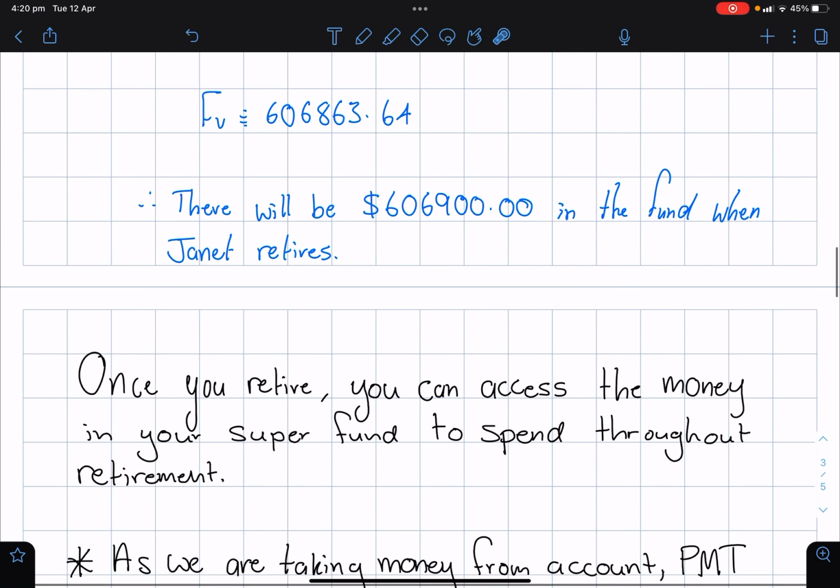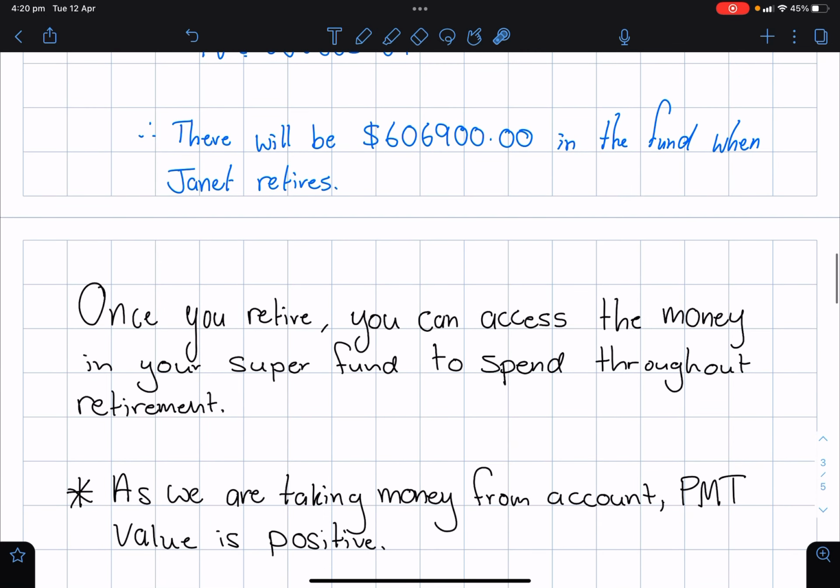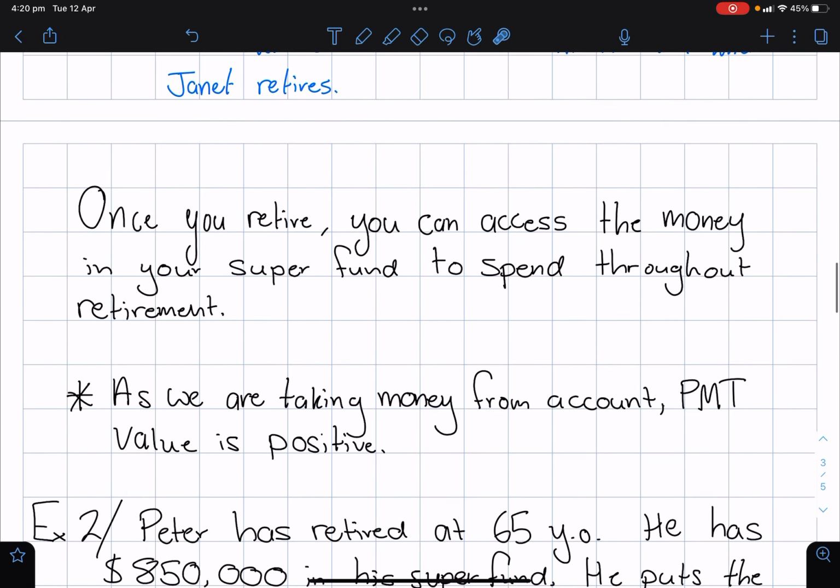So once you retire, you can actually access the money in your super fund to spend throughout retirement. Otherwise, what's the point of having a big, large sum of money? So as we are now going to be taking money from the account, our PMT value becomes positive. All right, so we're gaining the money. So our PMT value is positive. Best way to go through it, let's have a look at an example.